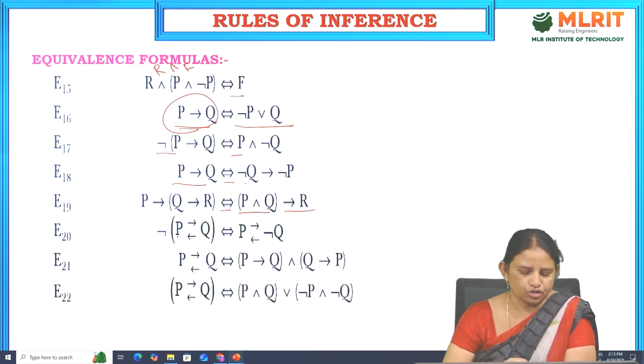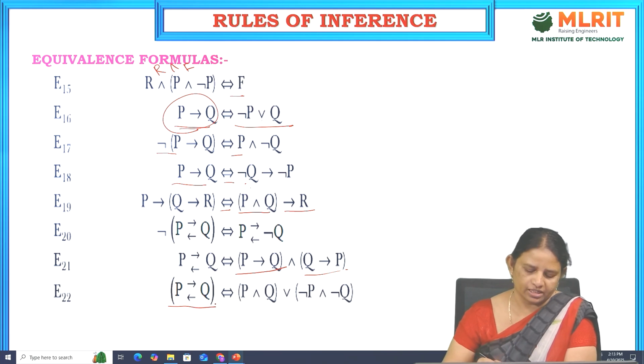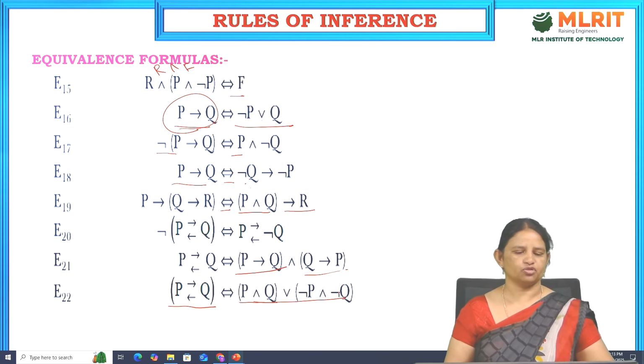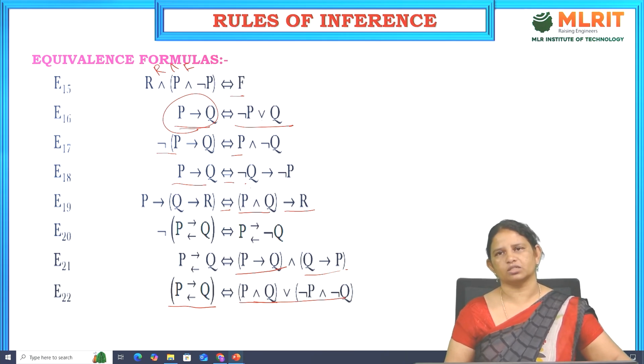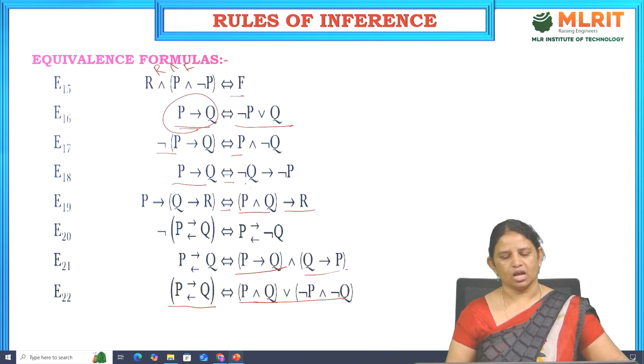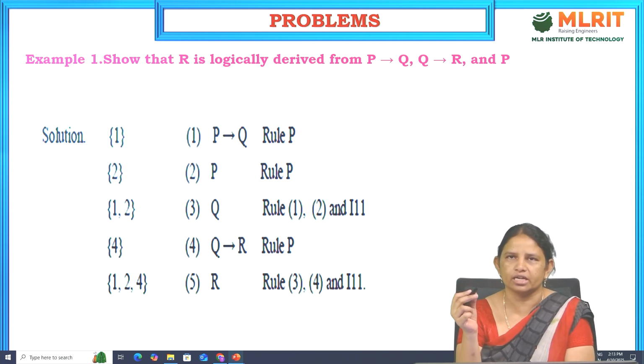Next, the negation of P biconditional Q is equivalent to P biconditional negation Q. P biconditional Q is equivalent to P implies Q and Q implies P. That is the conditional laws. P biconditional Q is written as either P and Q, or negation P and negation Q. These are called equivalence formulas. There are 22 equivalence formulas and 14 implications. We are going to apply all these implications as well as equivalent laws to derive the conclusion.